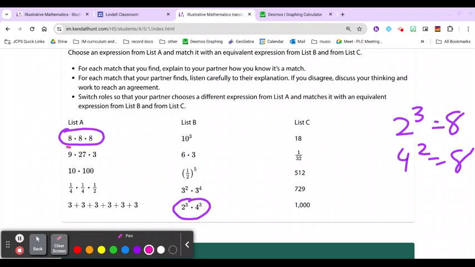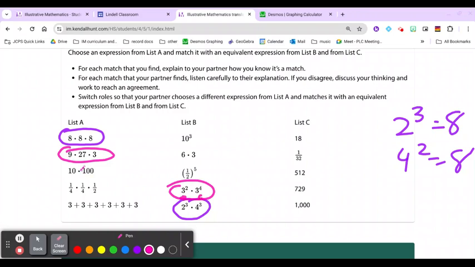9 times 27 times 3. Well, I definitely see a lot of 3 as the base. 9 is 3 squared, and 27 is 9 times 3, so 3 to the third power, and 3 is just 3 to the first. So I'm going to go with this answer, where we have 9 times 27 times 3.